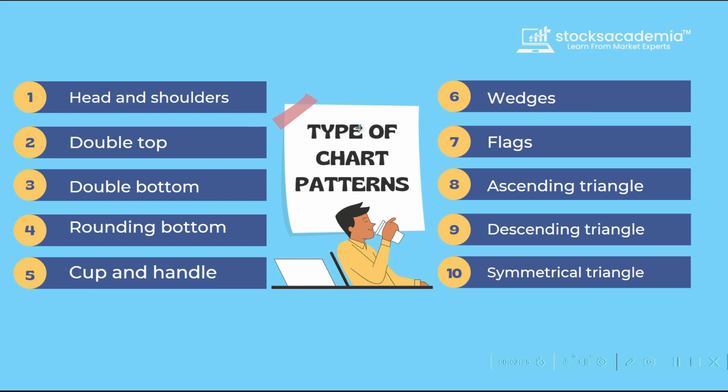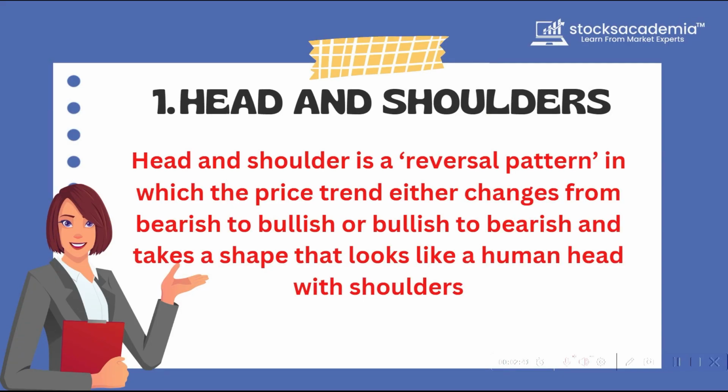Now let's talk about the types of chart patterns. Basically, there are so many chart patterns in technical analysis, but we are going to discuss the popular ones. First one is head and shoulders. The head and shoulders is a reversal pattern in which the price trend changes from bearish to bullish or bullish to bearish and takes a shape that looks like a human head with shoulders.